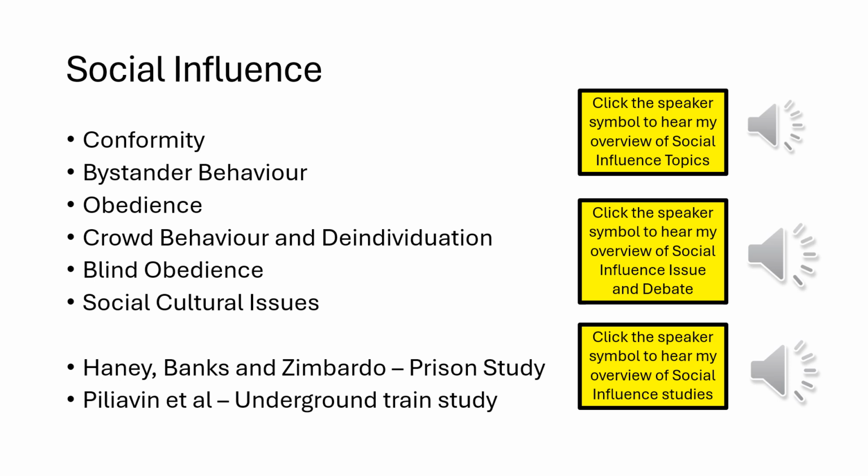Some participants said they guessed the aim, some said they did not, or they changed their behaviour. So you've got issues around demand characteristics as well. The second study is Piliavin, which is the underground train study, where on the New York subway, someone would collapse and they would see who helped.